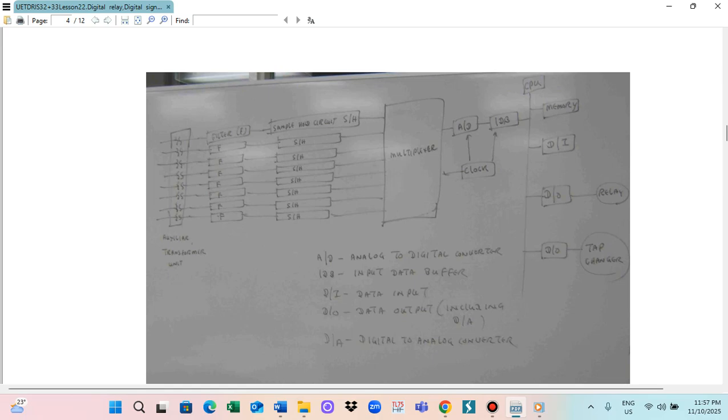So this one becomes digital. Analog is a continuous function, digital is only a 1 and a 0 function. So for those digital functions, we put in the input data buffer. IDB is the input data buffer.